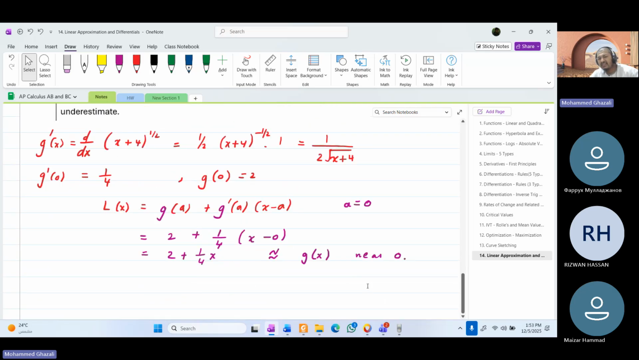No. What I mean is at x, at a is equal to 0. That is what I meant. It can't be near, because at a we have a is equal to 0 value.